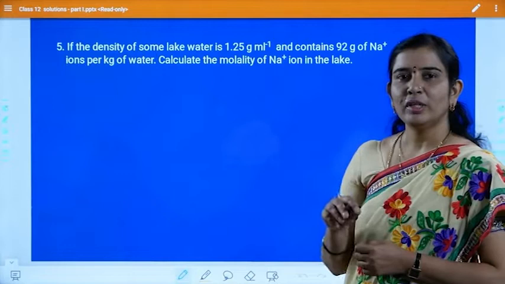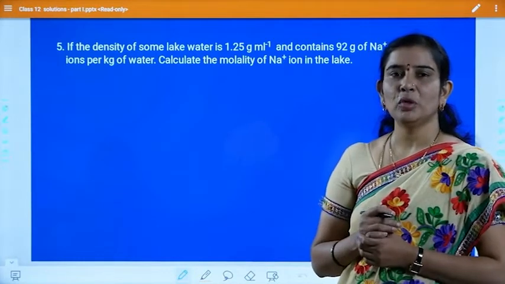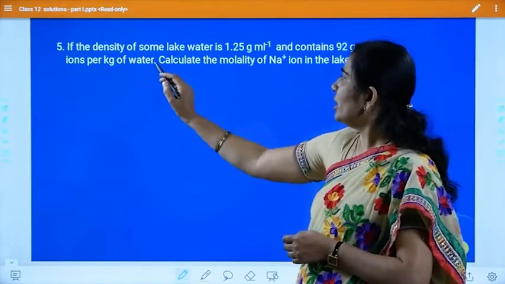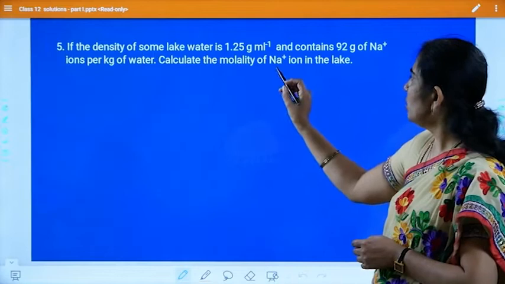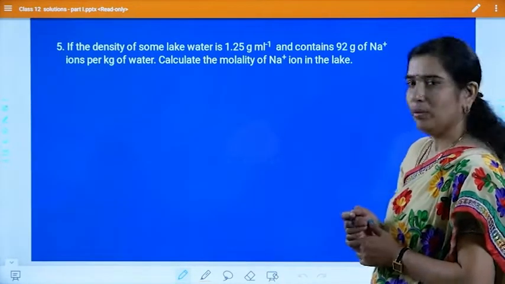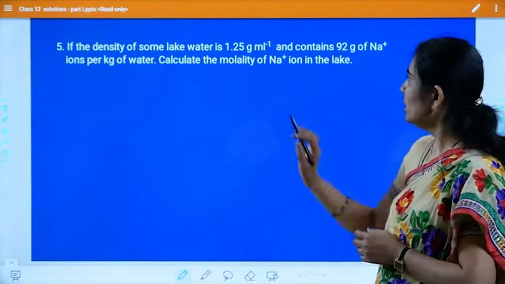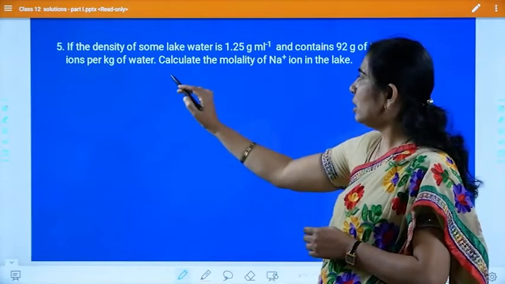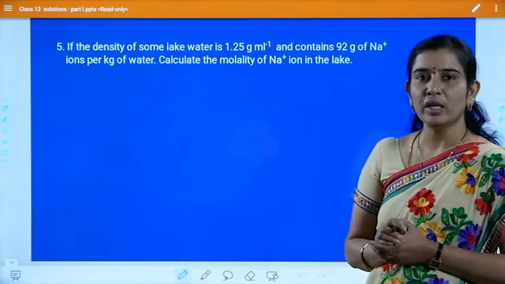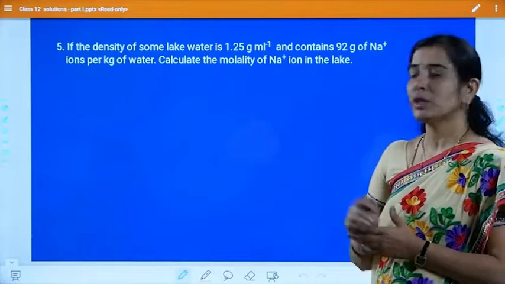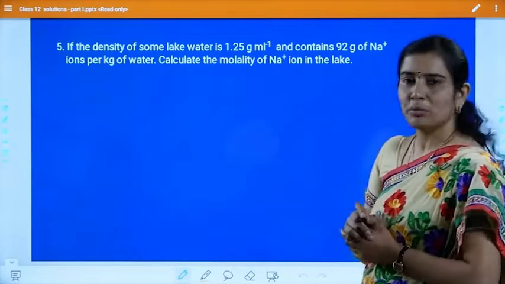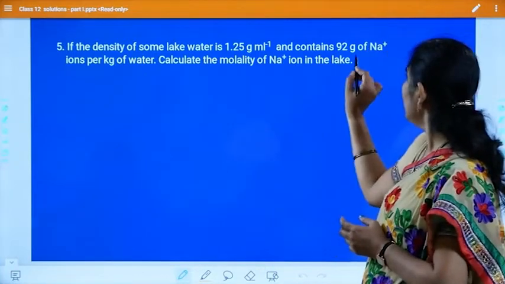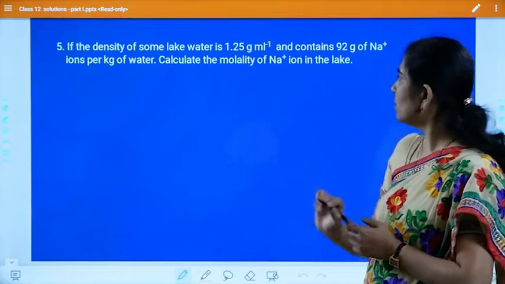Students, now let me take up one more numerical on molality calculation. The numerical is: the density of some lake water is 1.25 grams per mL, and it contains 92 grams of Na+ ions per kg of water. Here density is given, and in the water, sodium ion is present. So for 1 kg of water, 92 grams of sodium ions are present.